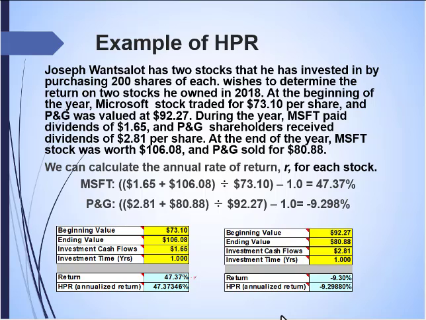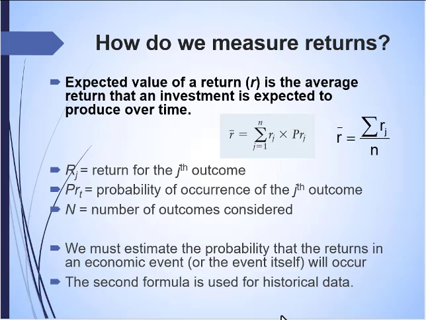Likewise, we do the exact same thing for P&G, and you can see that P&G went from $92 to $80. It did pay $2 in dividends, so it has a negative 0.3% return. Since these were 1 year investments, we now also know that the annualized return and the holding period return are the same. So let's continue on.